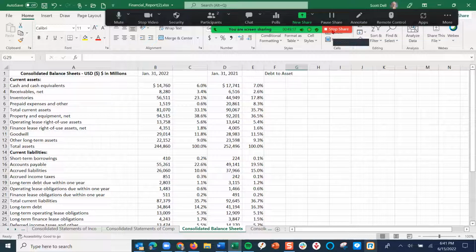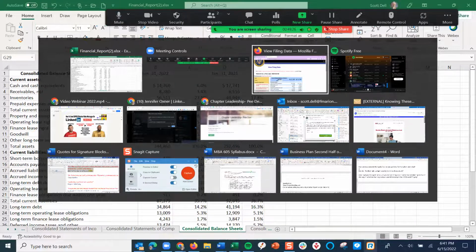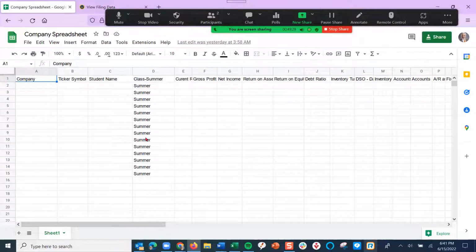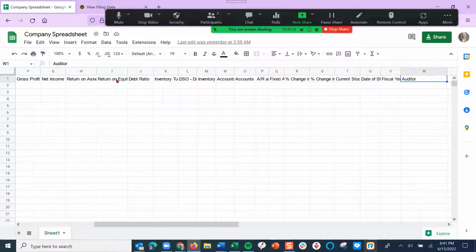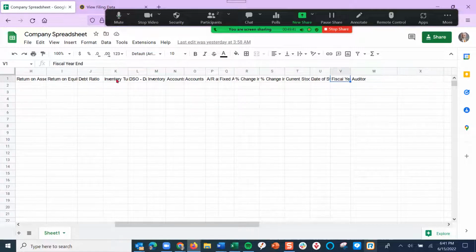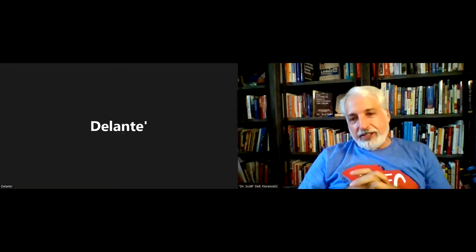Let me go back over to our Google Sheet and take a look at our spreadsheet. So gross profit percentage, net income, ROA, debt ratio, inventory turn, receivables, percentages, some dates, fiscal year, auditor, fill in the blanks. Just go back to your Excel spreadsheet and you're in business. I know I did that fairly quickly.